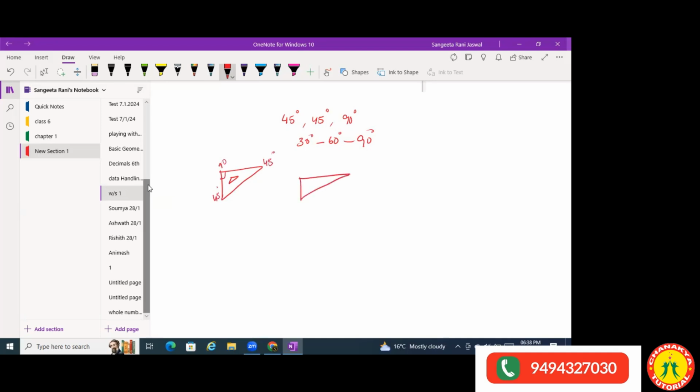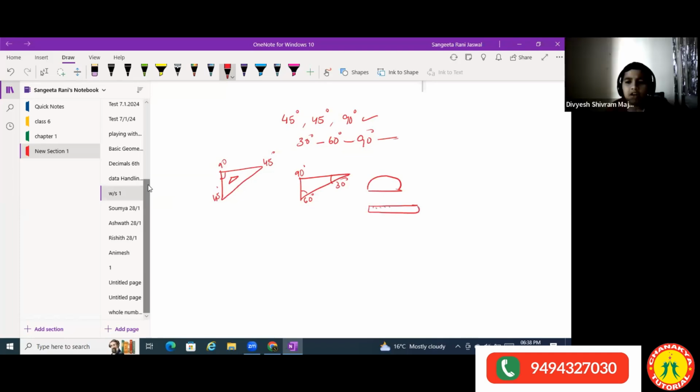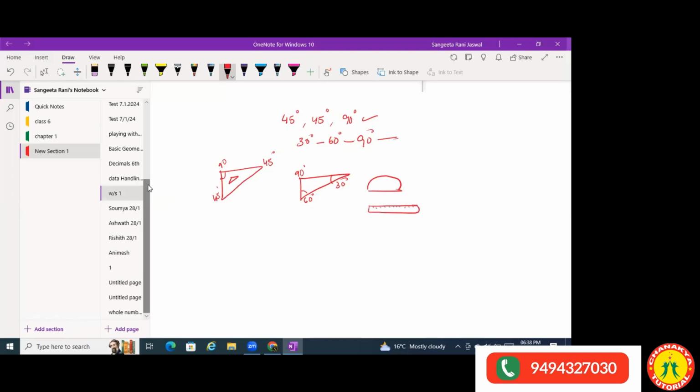If you have not seen, then just check. This is 30 degrees, this is 60 degrees. The two set squares have these angles. Then you have a protractor, then you have one ruler. Ma'am, we have one compass and divider. Yes, you have a protractor here which gives you the angle.